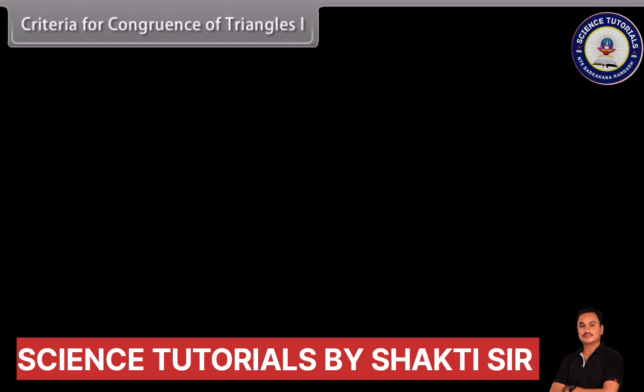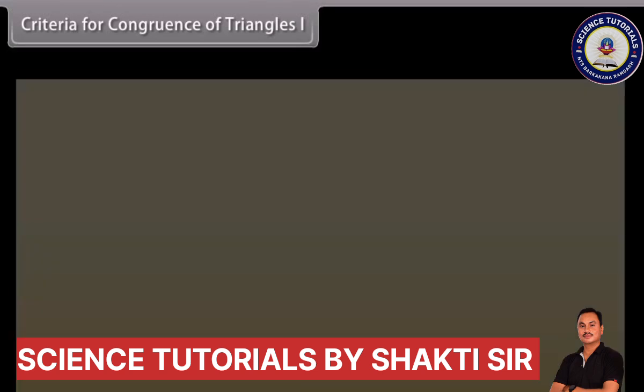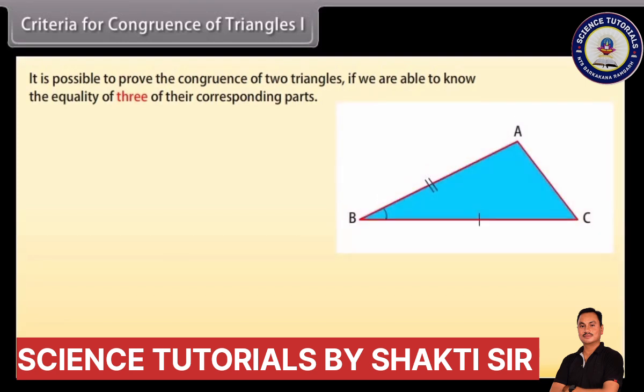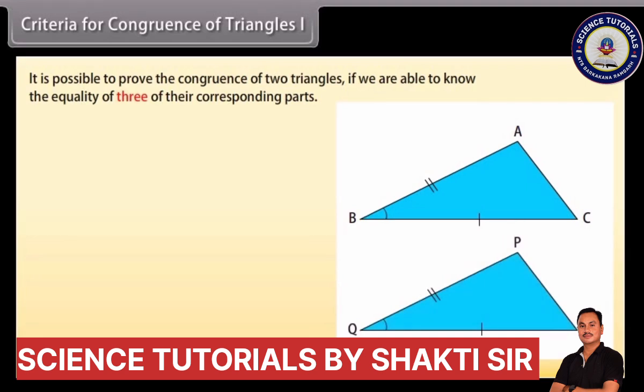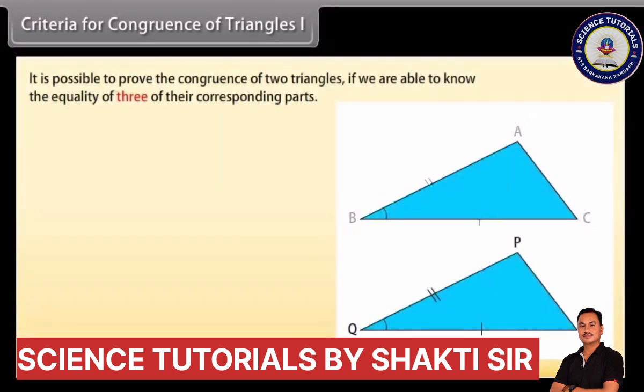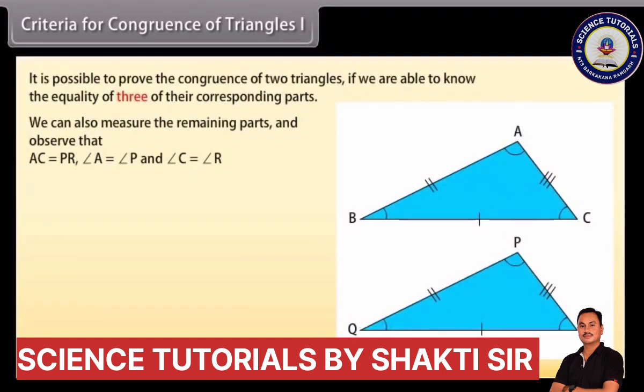Criteria for congruence of triangles 1. We shall now learn that it is possible to prove the congruence of two triangles if we are able to know the equality of three of their corresponding parts. Consider a triangle ABC. Construct another triangle PQR such that QR is equal to BC, angle Q is equal to angle B, and PQ is equal to AB. If we trace or cut out triangle ABC and place it over triangle PQR, we will observe that one covers the other exactly. Thus, we may say they are congruent.